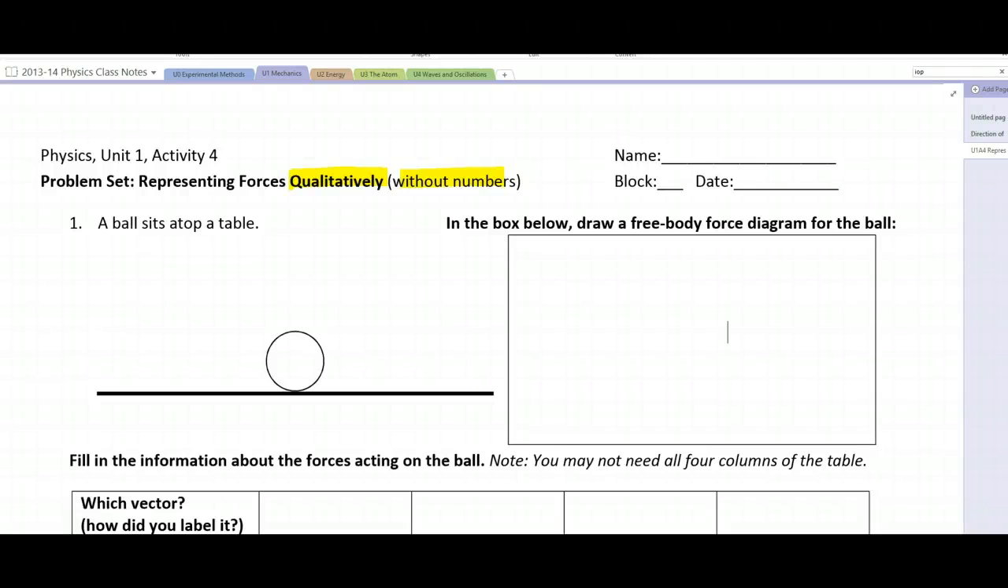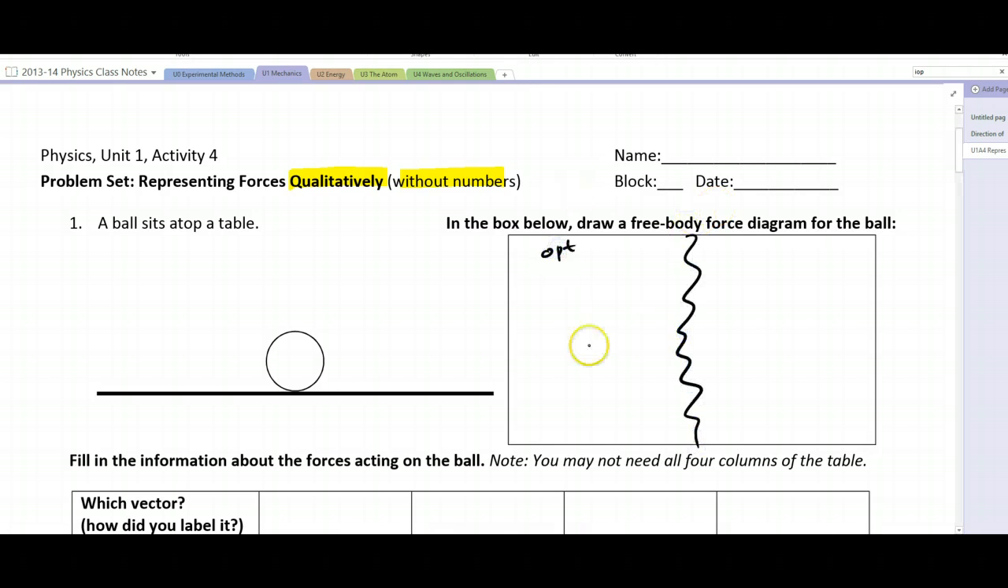All right, so this activity is all about representing forces qualitatively, which means without numbers. You'll remember from your POGL that when we draw the forces on an object, we use arrows, vectors, just like in the velocity thing, and we use a free body force diagram. So the way you do a free body force diagram, you have two options here.